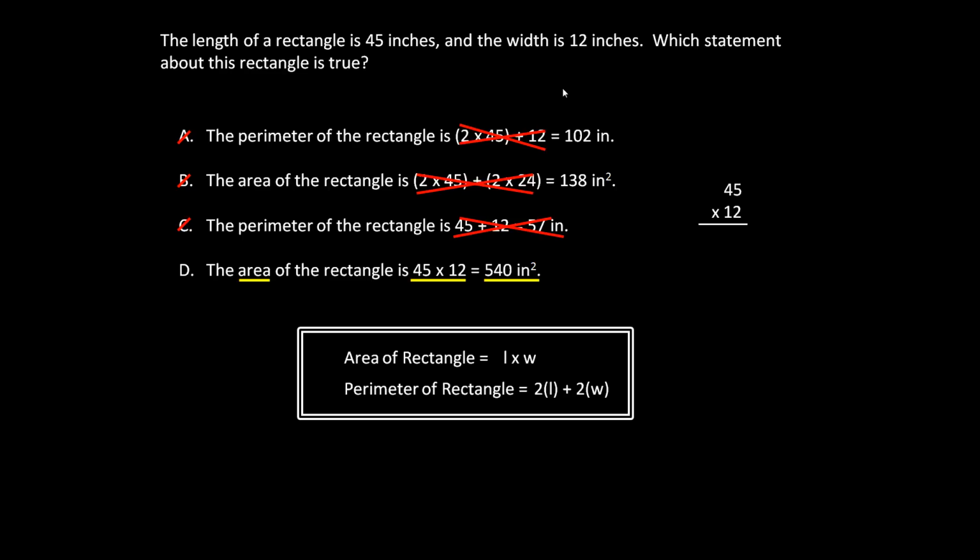45 times 12 does actually equal 540, and what's even nicer, it has the correct units of measurement, which is inches squared. Remember, with area, we have to account for the horizontal and the vertical measurement. It's a two-dimensional measurement. So that's why the inches are squared. So we can circle D as our correct answer and move on.